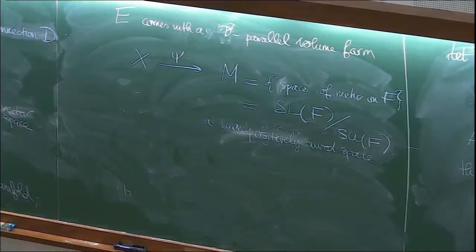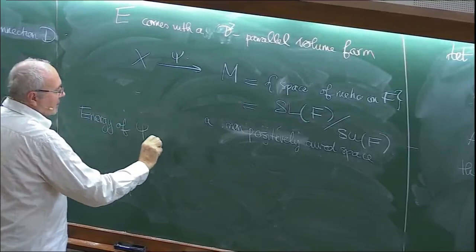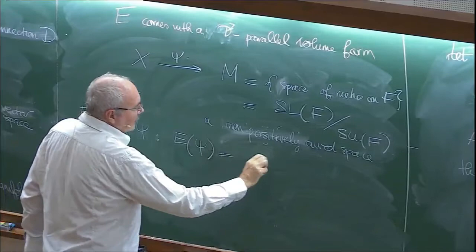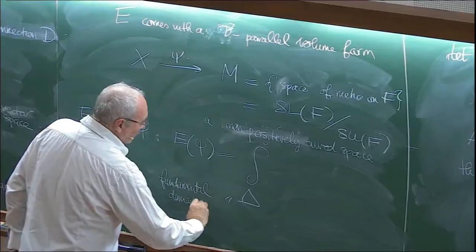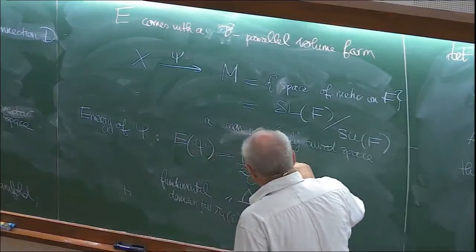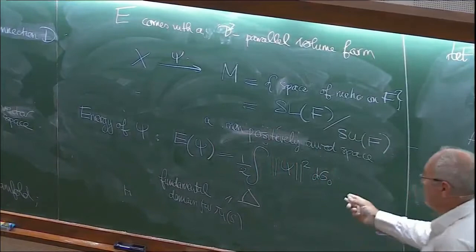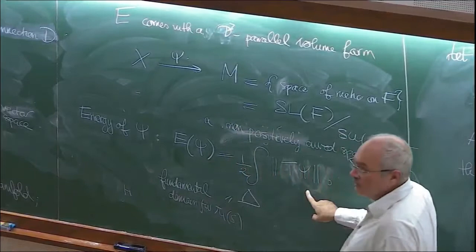So what is a harmonic metric now? When I have such an object, I can define, as before, the energy of psi. E of psi is the integral over delta, a fundamental domain for pi 1 of S, of one half of the norm of d psi squared, d sigma 0. And this is, again, the hyperbolic metric which I choose. Of course I take the tangent map of psi. That's an endomorphism between linear spaces equipped with a metric, so I can take its norm and evaluate all that.